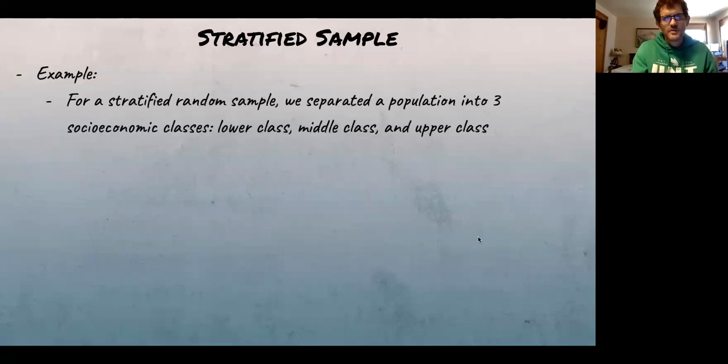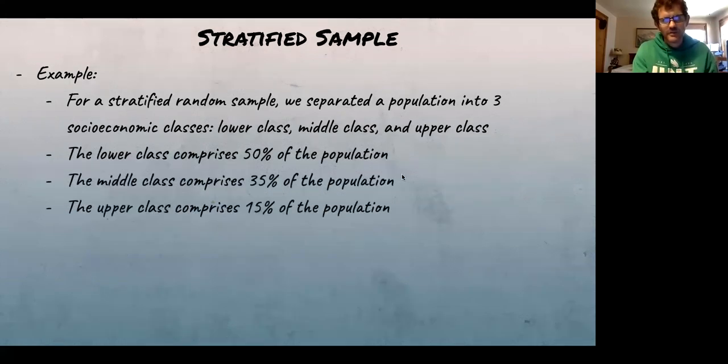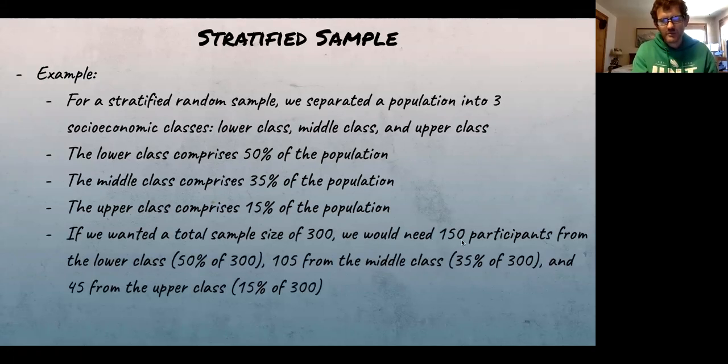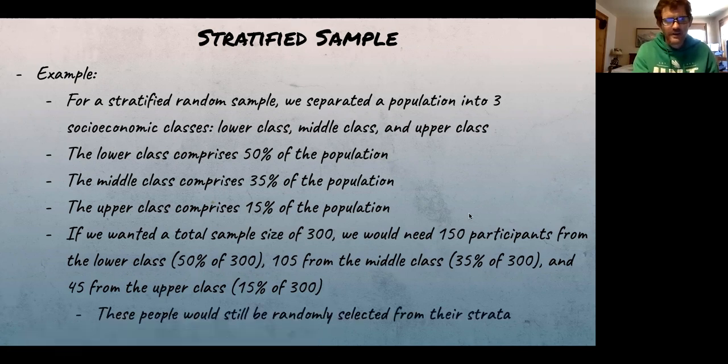So let's say that we're splitting up a population into socioeconomic classes: lower class, middle class, and upper class. In this hypothetical population, it breaks down this way: 50% of the population is lower class, 35% is middle, 15% is upper class. So when you're doing your sample, if you wanted a sample size of 300, you'd need 150 randomly drawn from the lower class, which is 50%, 105 randomly drawn from the middle class, there's your 35%, and 45 from the upper class, randomly drawn. So there it is, stratified.